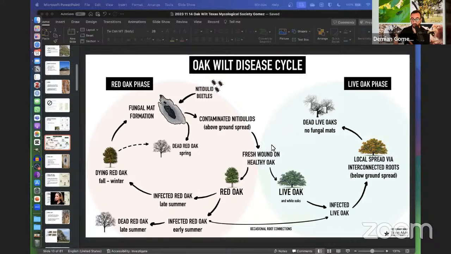So that's how everything is connected, right? And that's why you have these two different types of spread. One is when you get one tree infected, it all starts with this fresh wound, the beetle bringing a spore. And then you have a massive mortality center because all the roots are connected, unless you have a situation where it's individual trees that are not connected to anything. It could be red oaks or white oaks or something else. Hope I answered the question.